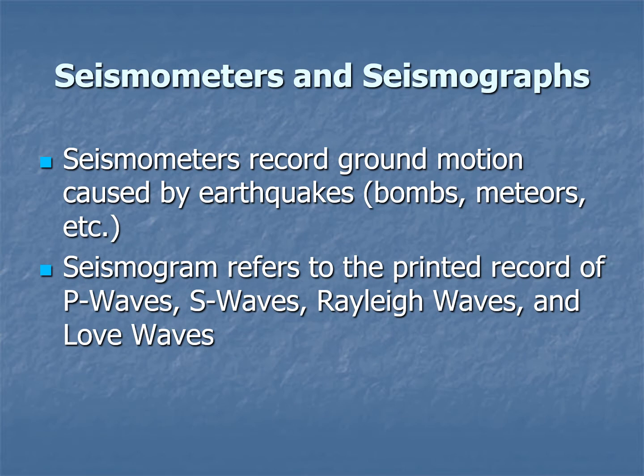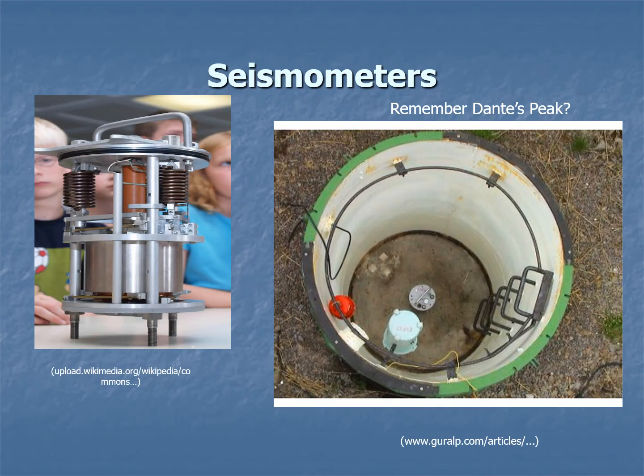Seismometers and seismographs are not on your exam, but we might just take a quick minute to take a look at these. So the seismometer is the machine that records ground motion caused by earthquakes and other things that shake the ground. The seismogram, sometimes called seismograph, is the printed record of the arrival of our P waves, S waves, Love waves, and Rayleigh waves.